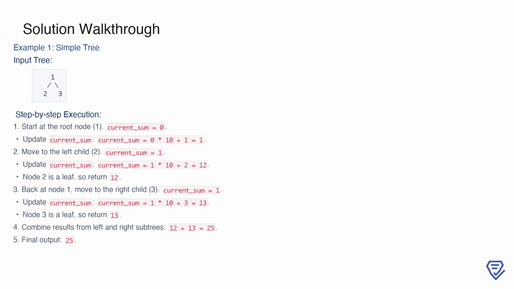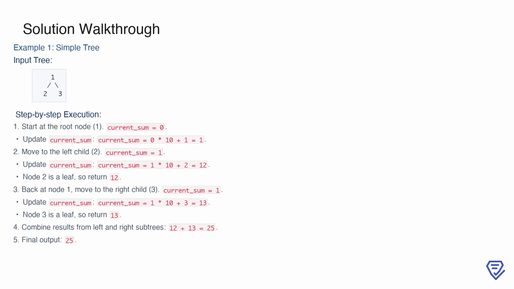This gives us current_sum equals 0 * 10 + 1 equals 1. From here, we move to the left child, node 2. At this point, current_sum is carried forward as 1. Again, we update it: current_sum equals 1 * 10 + 2 equals 12. Since node 2 is a leaf node, we return 12.